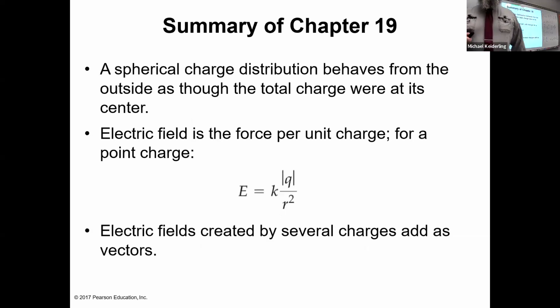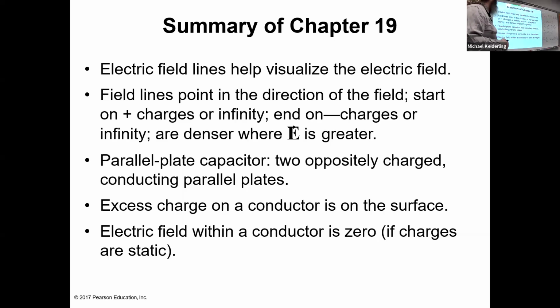And a spherical charge distribution behaves from the outside as though the total charge were at the center. Electric field is the force per unit charge. For a point charge, electric field is kQ over radius squared. And electric fields created by several charges add as vectors. Electric field lines help us visualize the electric field. Field lines point in the direction of the field. They start on positive charges or infinity. They end on negative charges or infinity. They're denser where the electric field is bigger.